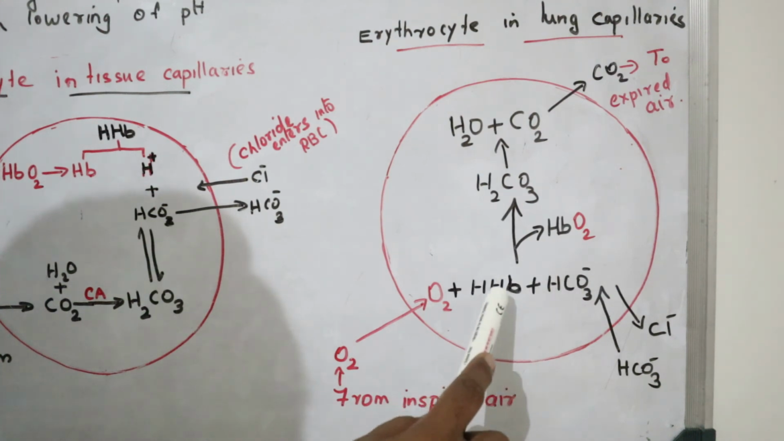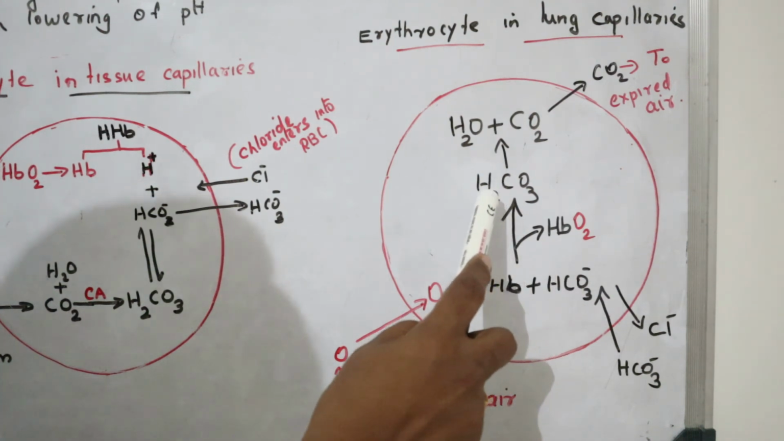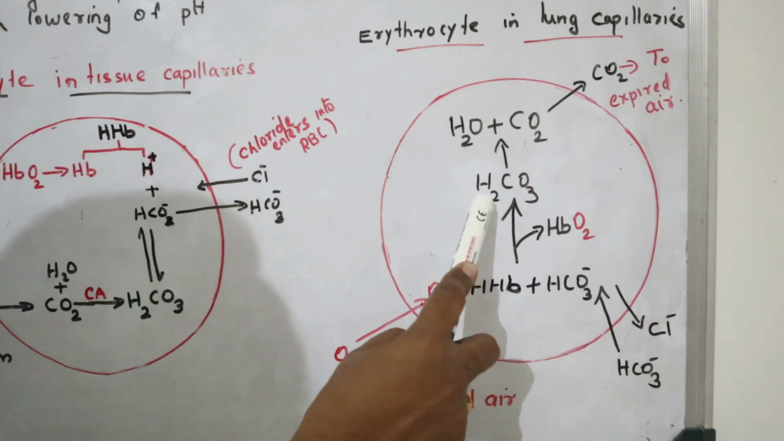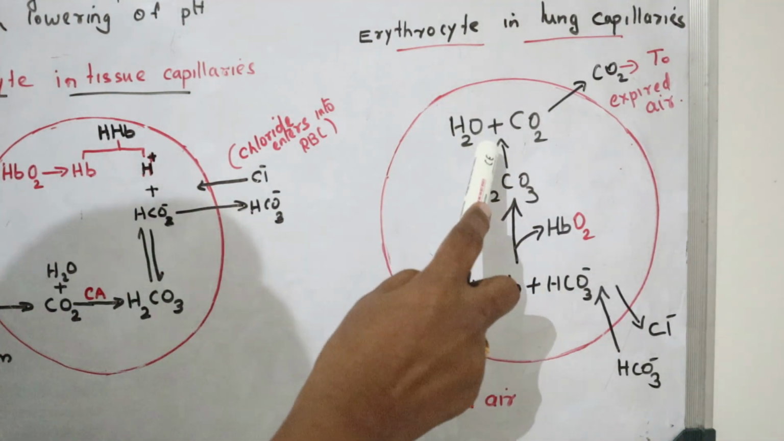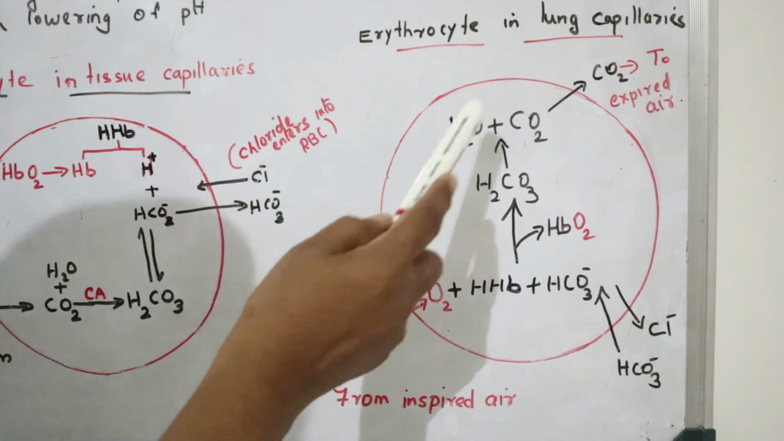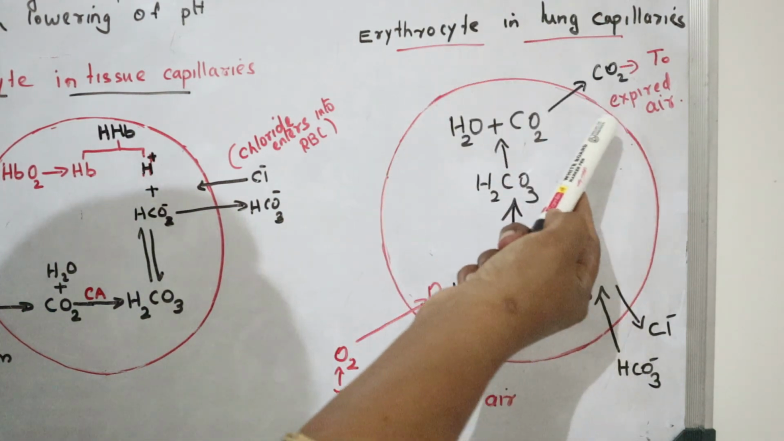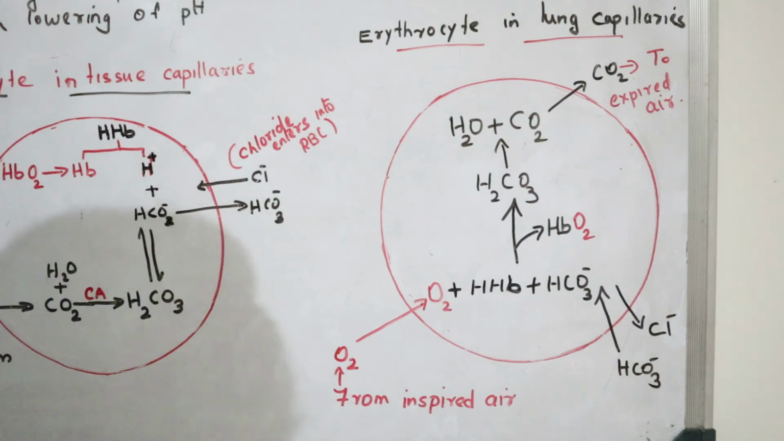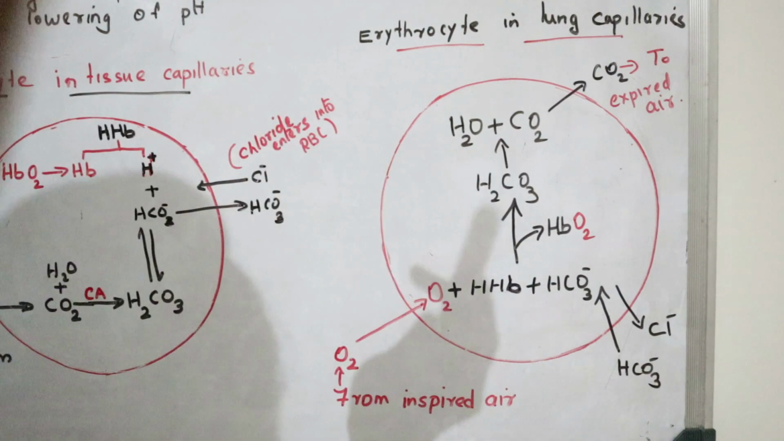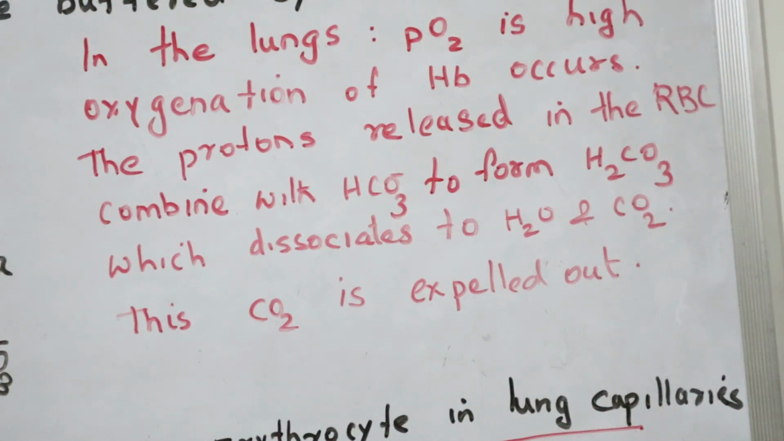And this bicarbonate combines with the H plus of the deoxyhemoglobin producing H2CO3, carbonic acid. This then dissociates into carbon dioxide and water. And the carbon dioxide is then expelled out from the lungs through the expired air. So this is what happens in the lung. In the lungs, partial pressure of oxygen is high, so oxygenation of hemoglobin occurs, and the proton released in the RBC combines with the bicarbonate to form carbonic acid, which then dissociates to water and carbon dioxide. This carbon dioxide is expelled out to the expired air.